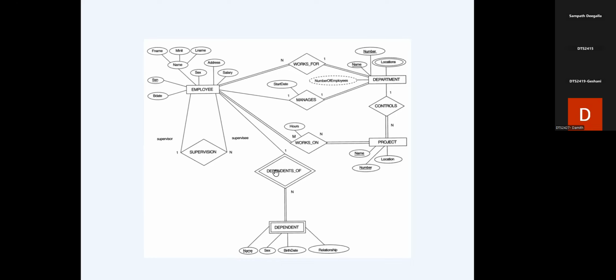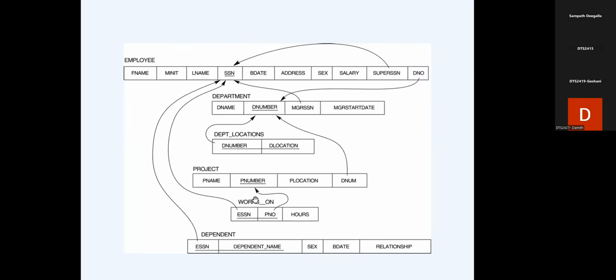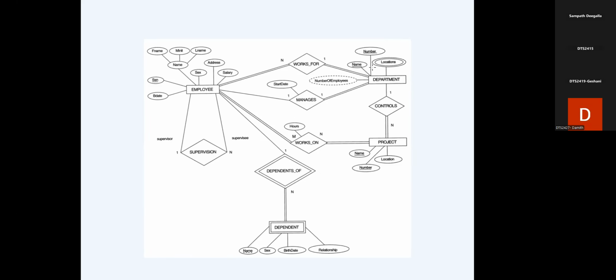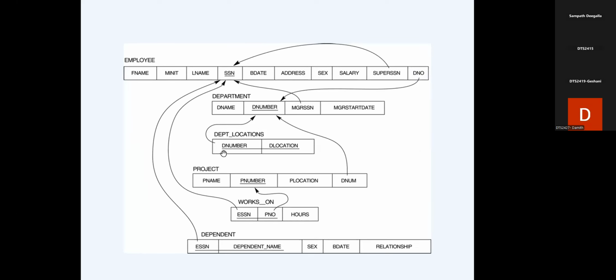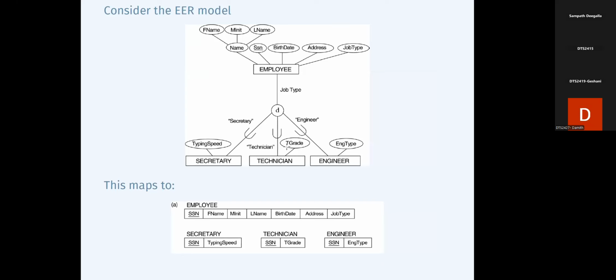Then the next one, when you have a multi-valued attribute like this, you have to create a separate relation. So you can see department locations here, and include the primary key and the locations information. Combining the two, you create the primary key. So that's how you work on multi-valued attributes. Okay, so those are the general mapping ones.